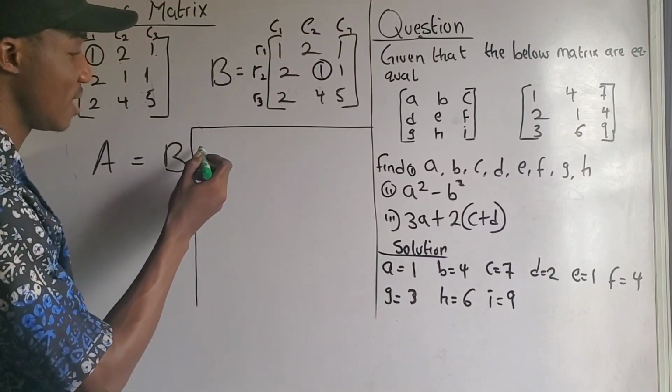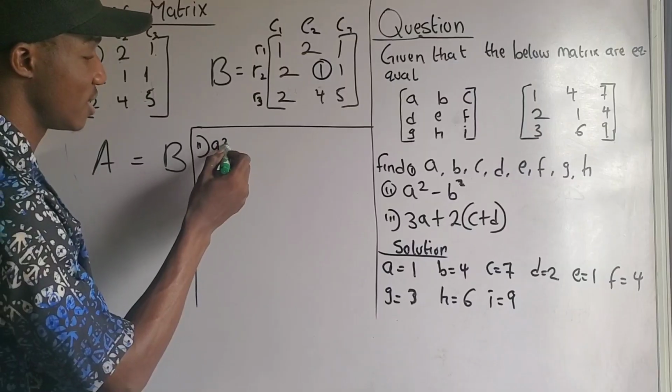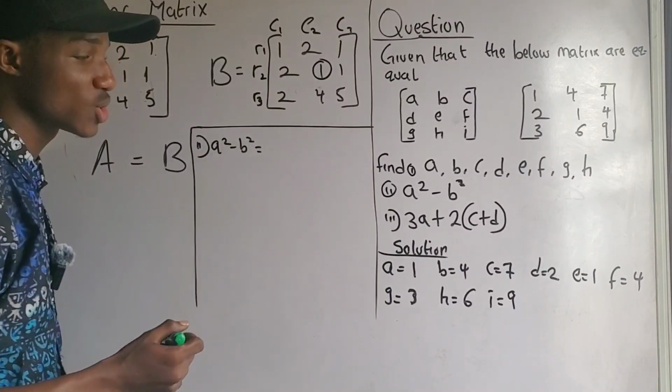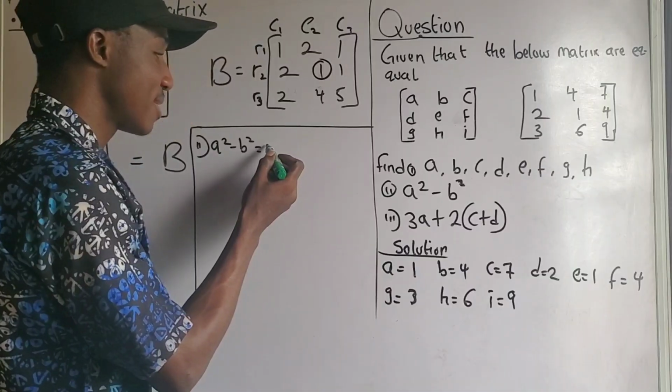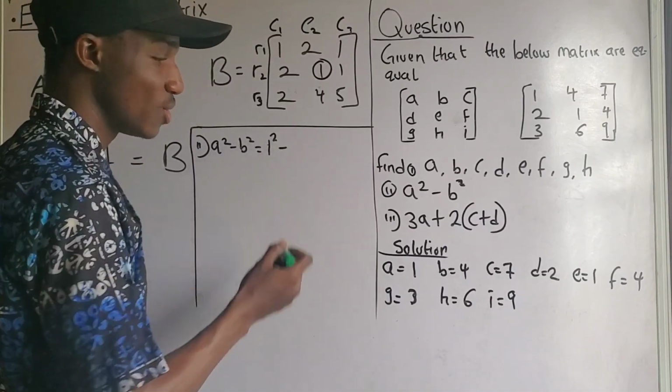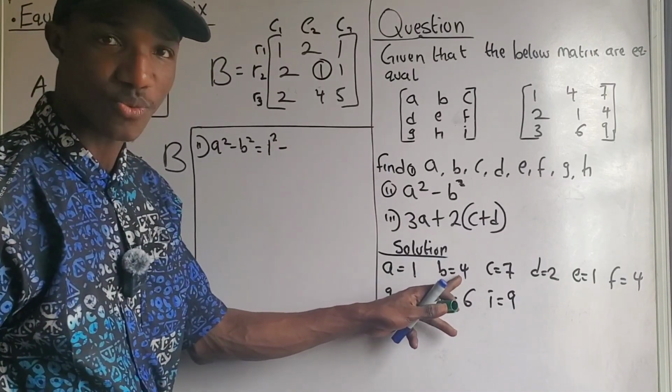A squared minus B squared, that is the second question. A is what? 1, right? So we are going to have 1 squared minus B squared. B is 4, don't forget.